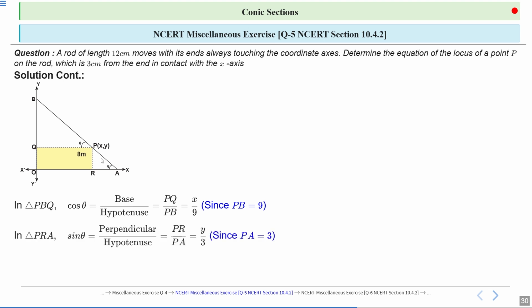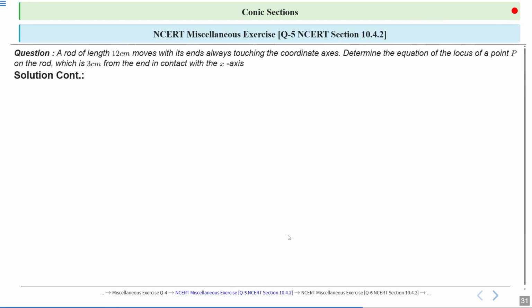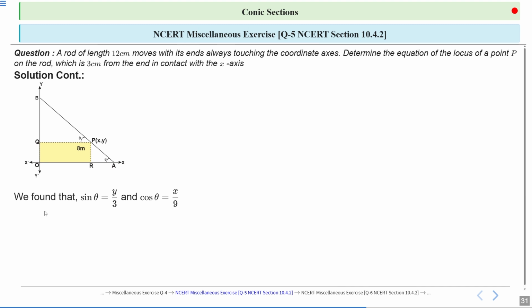And in triangle PRA, sin theta is equal to perpendicular divided by hypotenuse. So here perpendicular is PR and hypotenuse is PA. So sin theta is equal to y upon 3, since here PA is equal to 3. So we found that sin theta is equal to y upon 3 and cos theta is equal to x upon 9.